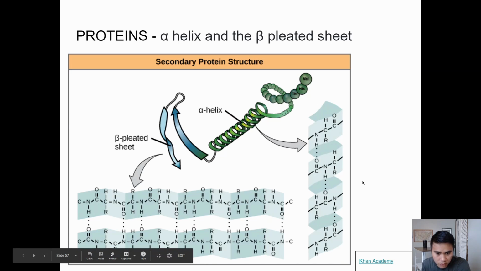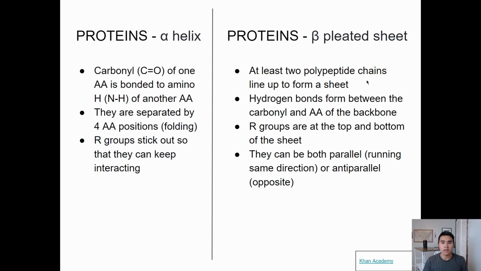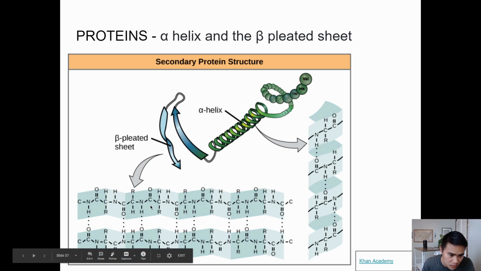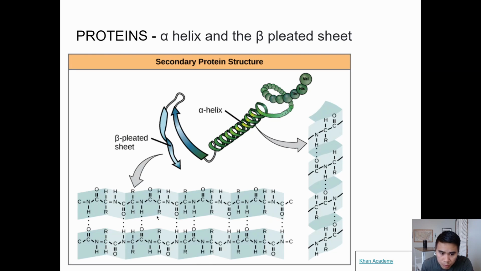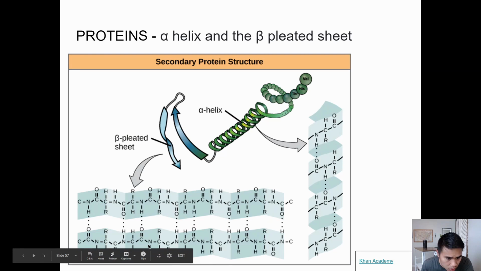Okay, so if you look at that, that's the interaction that's occurring. But if you look at the beta pleated sheet, what happens is the hydrogen bonds form between the carbonyl and the amino group of the backbone. So if you look at this one, it's the backbone that's interacting with the amino group right there, which is forming a sheet.